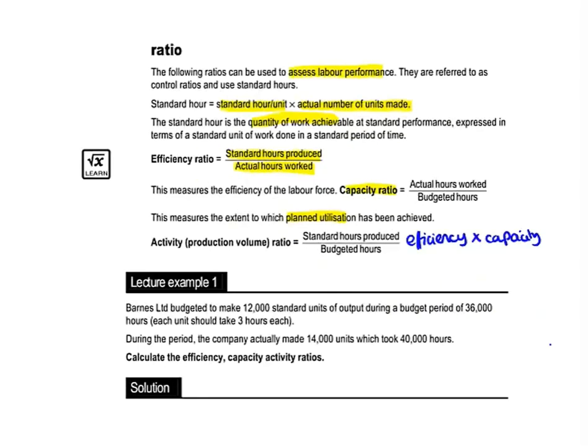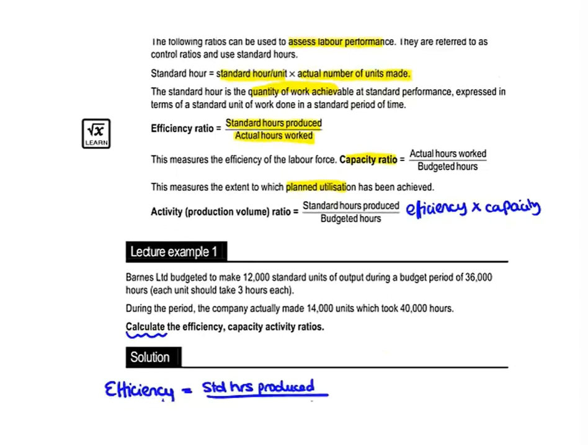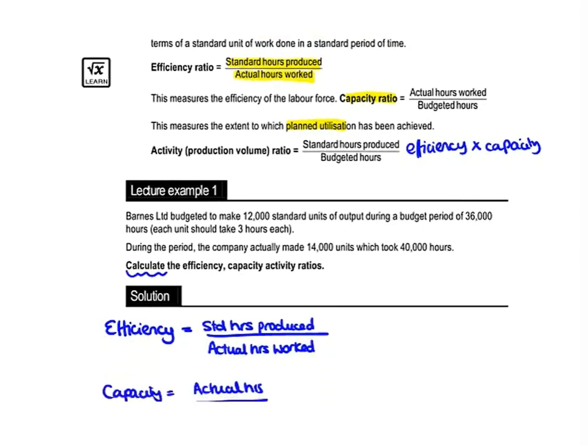In lecture example 1, Barnes, we're going to apply the efficiency, capacity and activity ratios because we need to calculate them from the information given in the scenario. When we're faced with a question like this, the first thing to do in the exam would be to jot down the formulas that you're going to use.